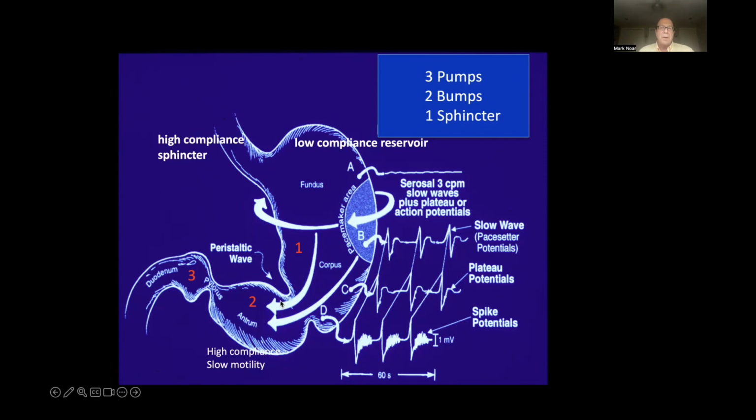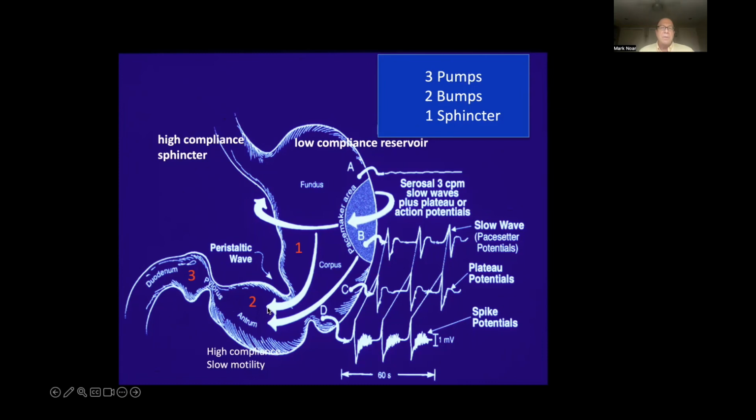The antrum is a high compliance, slow motility zone. This is the second pump, and it only contracts at 1 to 2 cycles per minute, as opposed to the lower compliance, higher frequency corpus of the stomach, which is 3 cycles per minute. The antrum then contracts, and the food moves back and forth, moving between 2 bumps, the first bump being the angularis, and then the second area that is devoid of ICCs is actually the pylorus.